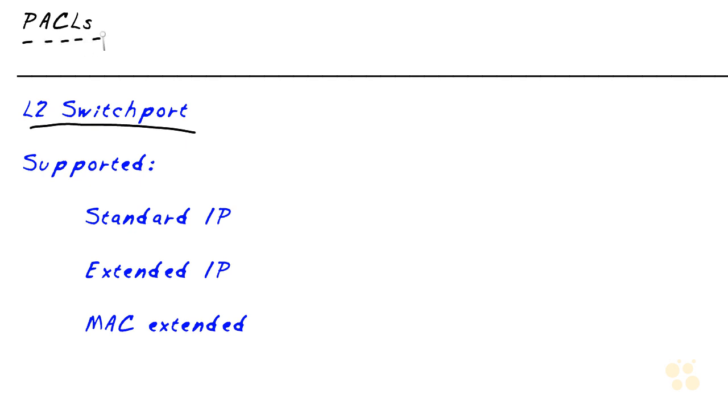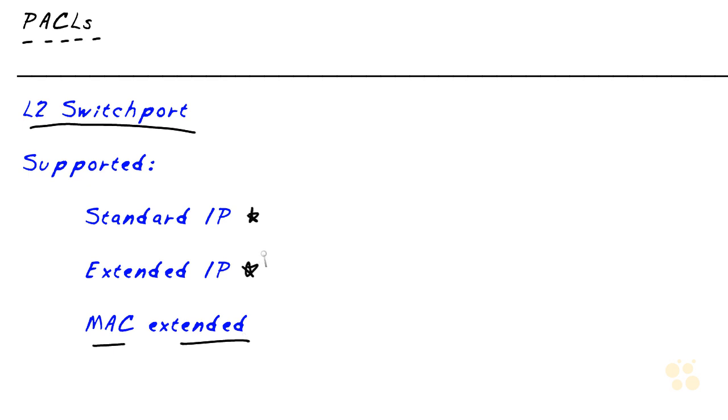That's the terminology. What types of ACLs are supported on the layer 2 switch port on a Catalyst switch? Well, we can have a standard IP, we could have an extended IP ACL, or we could have a MAC extended access control list. You might wonder if you're allowed to do like one of each, and the answer is yes, you can absolutely do that.